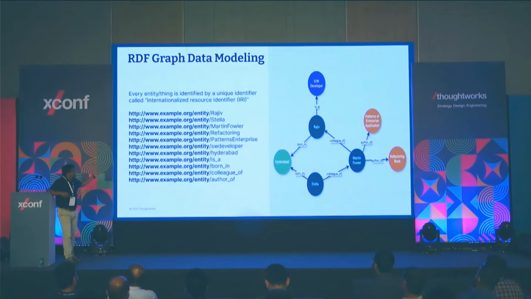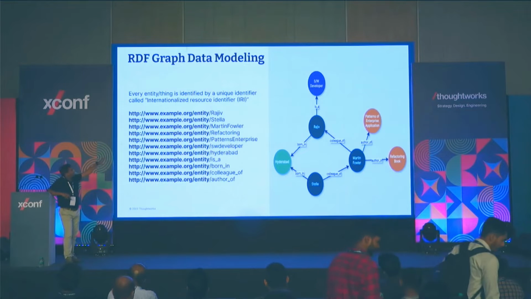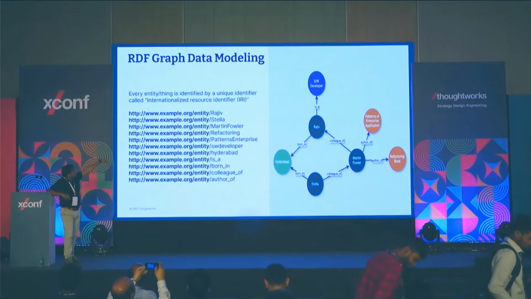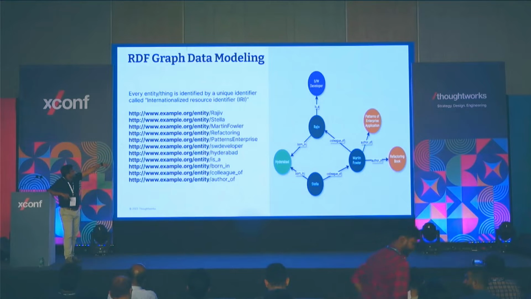So in the previous slide we saw all these entities and the connections, right? In an RDF-based graph, the most important thing is that all these entities and connections have a unique ID, which is called the IRI. That's a basic requirement of RDF graph modeling. So we have all these entities: Rajiv, Stella, Martin Fowler, Refactoring. All of them have a complete, fully formed URL. The URL can be formed using the domain name, the namespace name and the entity name. That's how you form the identifier for a given entity or connection.